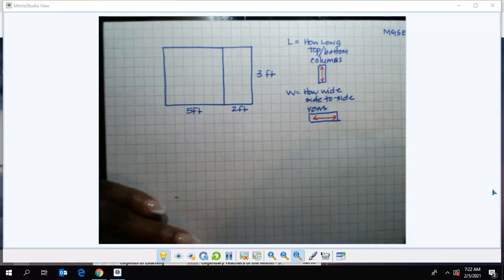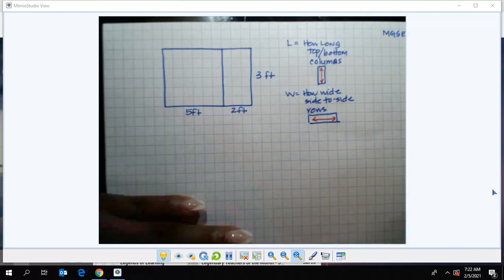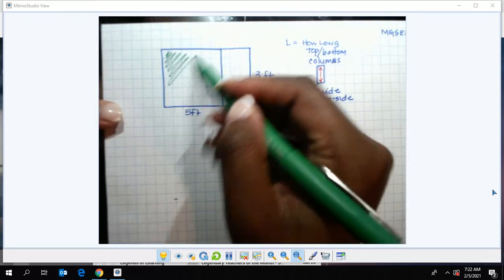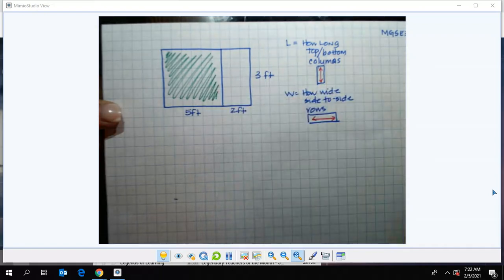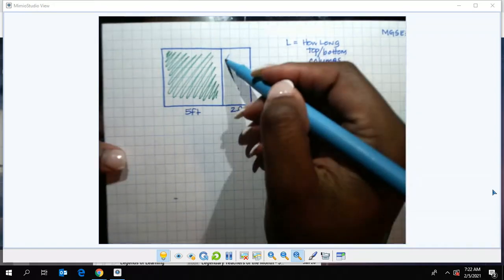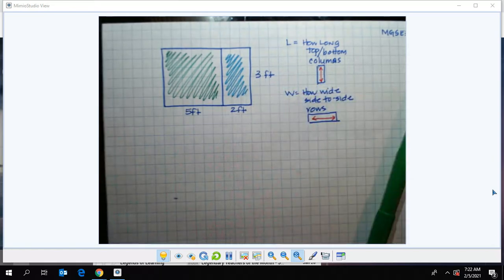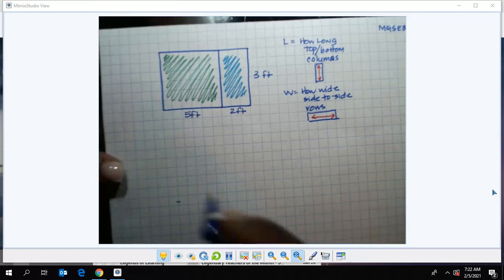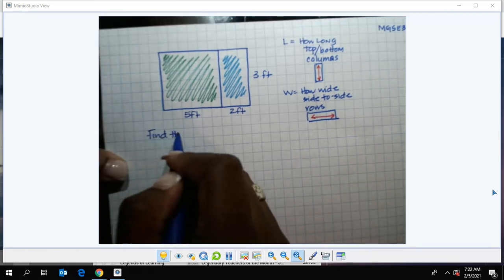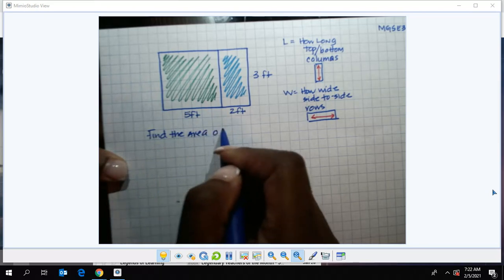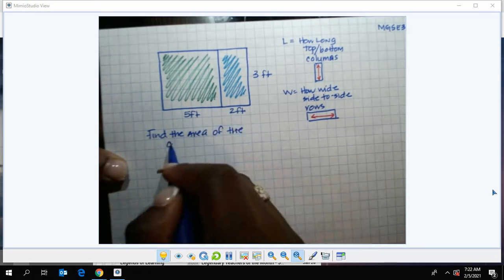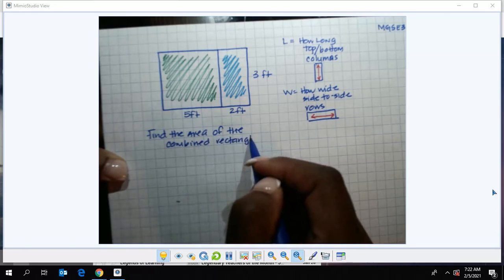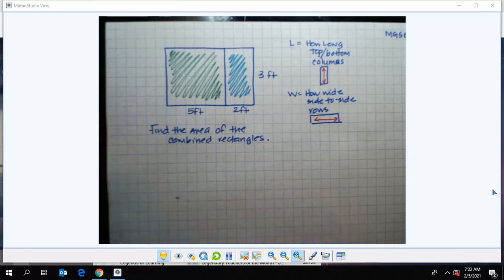So now let's look at our two rectangular shapes. Okay, I'm going to say I have the green rectangle because area is the inside, and I have a blue rectangle. I'm going to show you. Now here are your instructions. Find the area of the combined rectangles. Those are the instructions, okay?